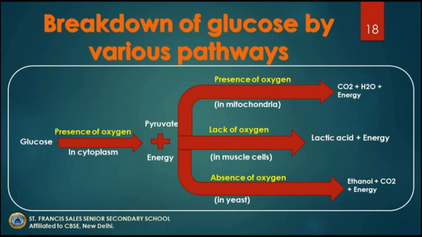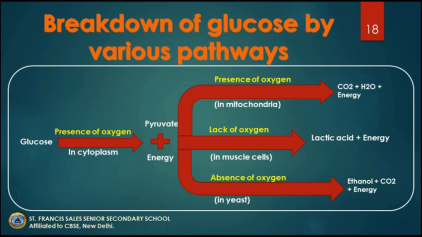Second step is different for these three. In aerobically respiring organism, it takes place in mitochondria. The products are carbon dioxide, water and energy. In the case of muscle cells, lack of oxygen, lactic acid plus energy. In yeast, absence of oxygen, because the carbon dioxide is trapped, there is no scope for oxygen to enter. The products are ethanol, ethyl alcohol, plus carbon dioxide plus energy.